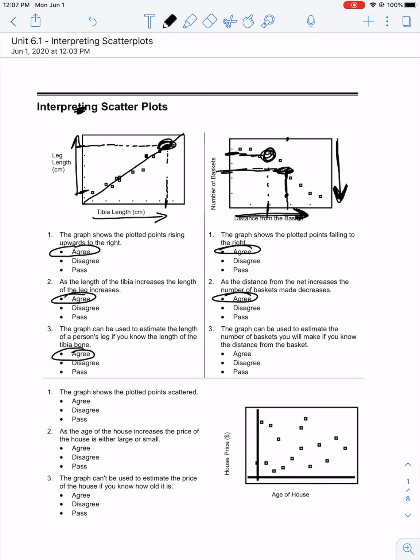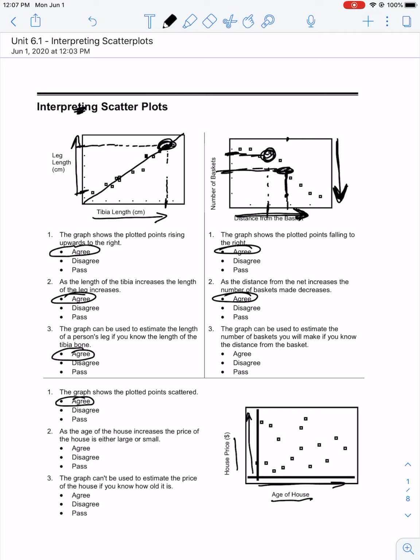And finally, the third one, this is the house price versus the age of the house. So how many years old the house is versus how much the house is selling for. The graph shows the plotted points scattered. Yes, I agree with that. They're all over the place. As the age of the house increases, the price of the house is either large or small.